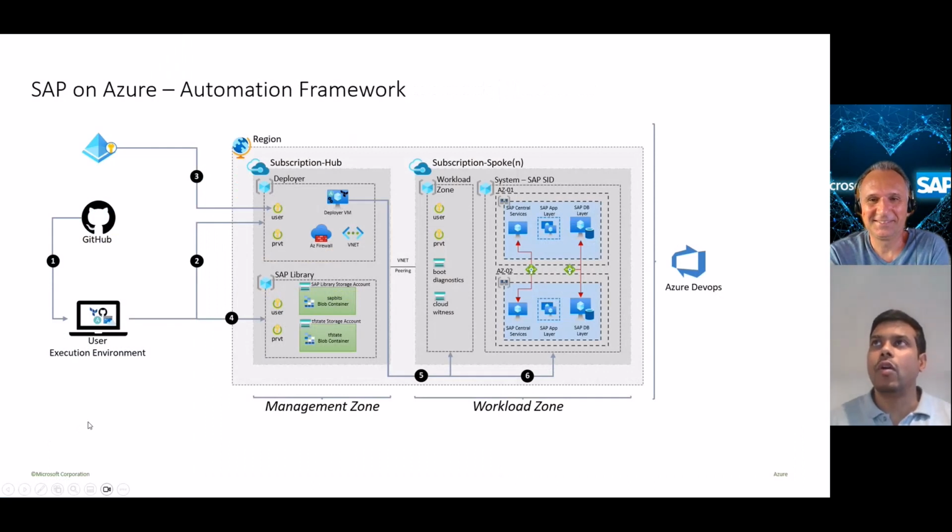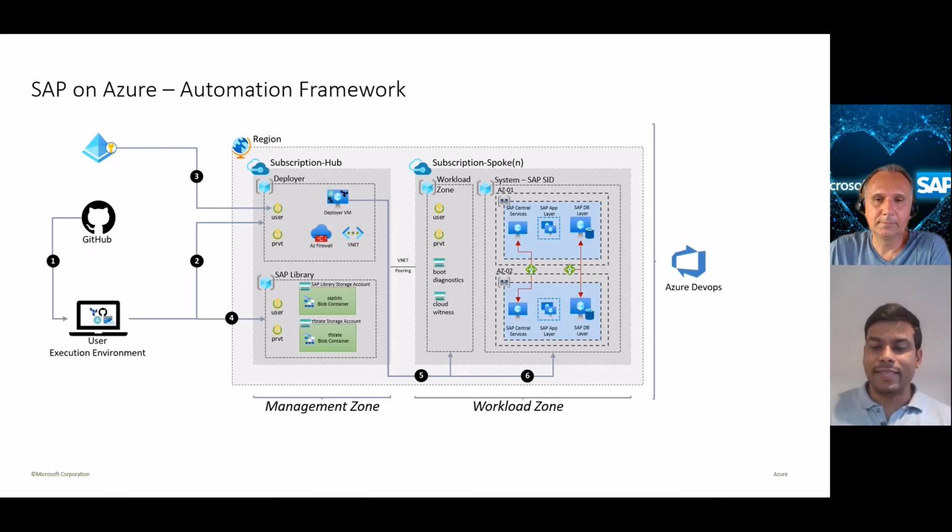Now, in terms of the actual automation framework, it's basically divided into two parts. The first is the management zone. So when you are deploying the first artifact, you're going to deploy a deployer, which is a VM. Think of it as a cockpit from where you can fire all the Ansible roles. And then you have another resource group, which is the SAP library. This is where you have two containers, one which is used for storing the state file for Terraform, and the second one which is used for all the media that you're going to use for installation of SAP systems.